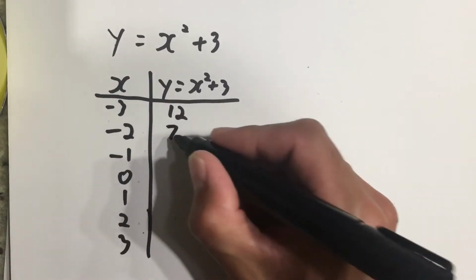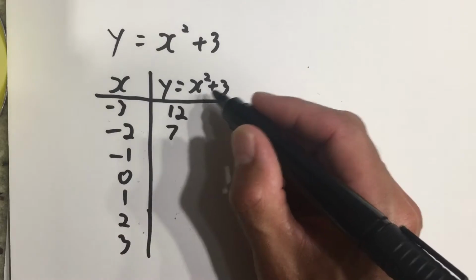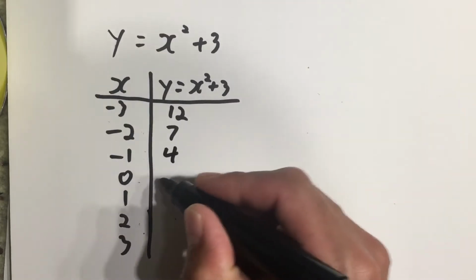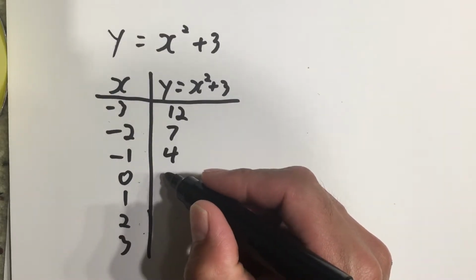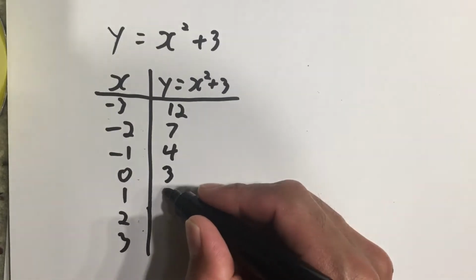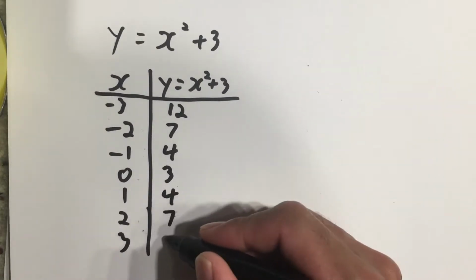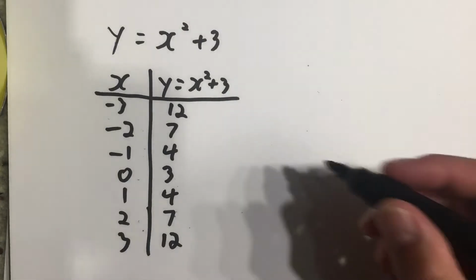Add 3, and that's a 7. Negative 1 squared is 1. Add 3, and that's a 4. 0 squared is 0, but if I add 3, that's a 3. This will be a 4, a 7, and a 12.